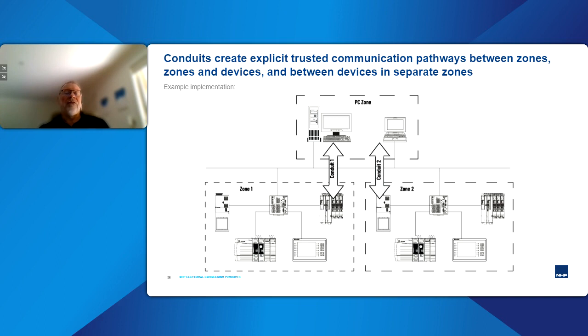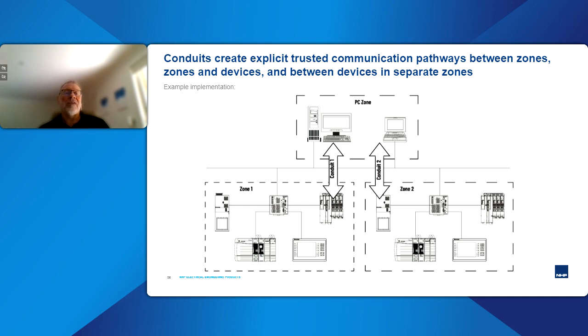But in this example, they've also created a PC zone where you may have programming terminals, HMIs, asset center, so asset management. You may have historians, whatever you have up in the PC zone. You create a zone up there, and the devices in a zone can talk to each other quite happily. But to talk between zones, you need to create a conduit. Conduits can go from zone to zone, from device to device, or from zone to device. So you can create the conduits in 3 different ways.